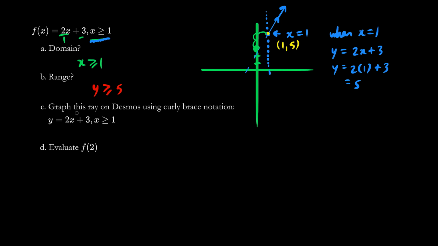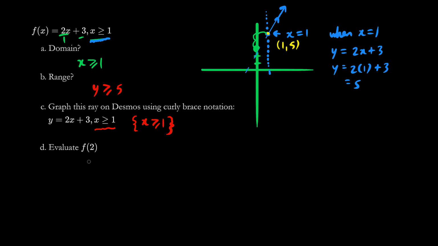So it says here now in C, graph this ray on Desmos using curly brace notation. So this is the exact same question, but on Desmos, instead of using the alligator brackets, we use curly brace. X is greater than or equals to 1, curly brace. Try it on Desmos.